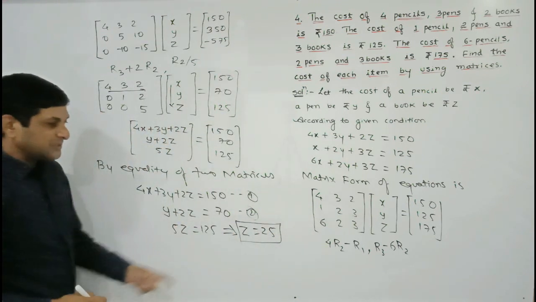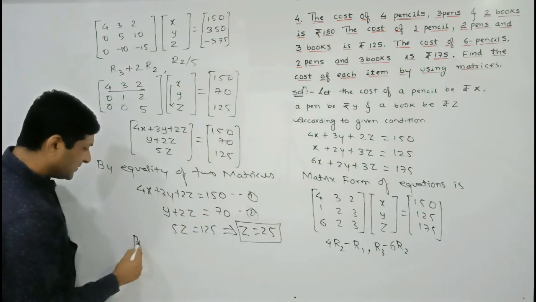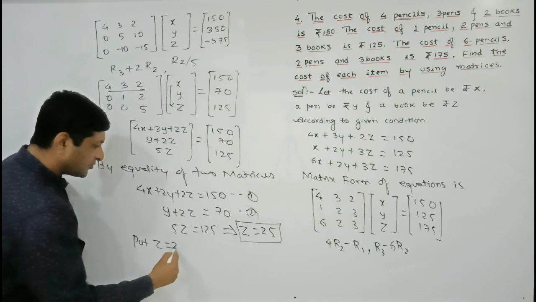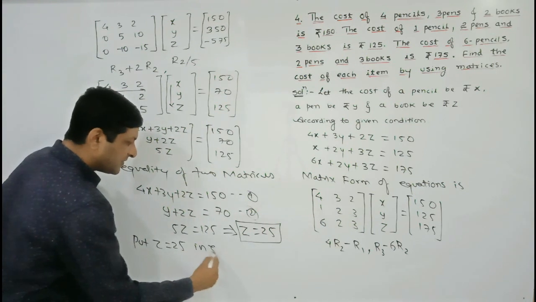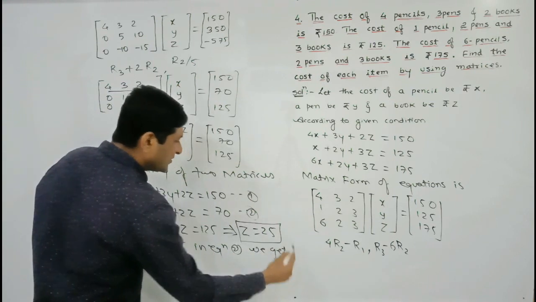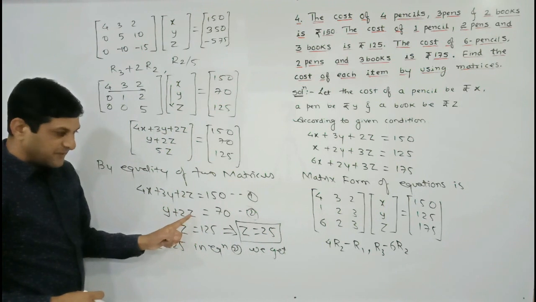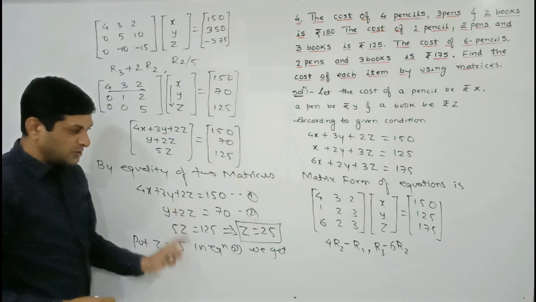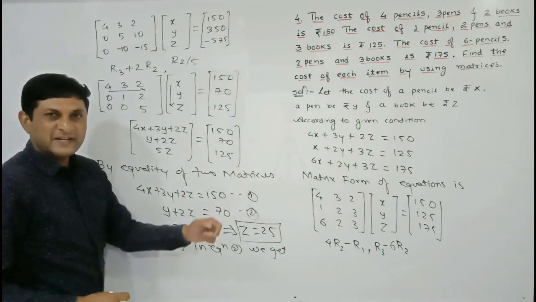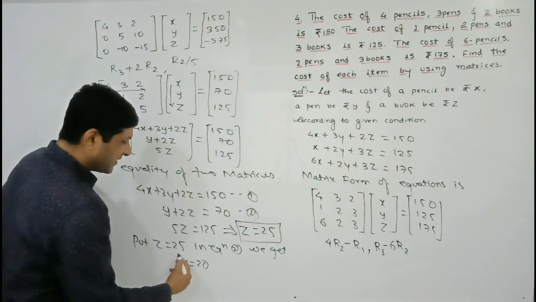Now if we substitute this value of z in equation number 2, let us see what we'll get. Put z equal to 25 in equation 2. Observe what result we are getting. If we replace z by 25, 25 twos are 50, plus 50 on this side will become minus 50, and 70 minus 50 will be equal to 20. So y will be equal to 20.